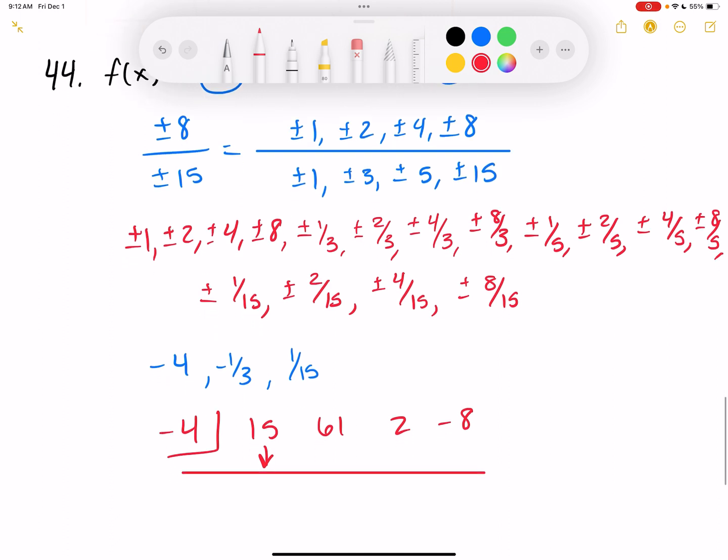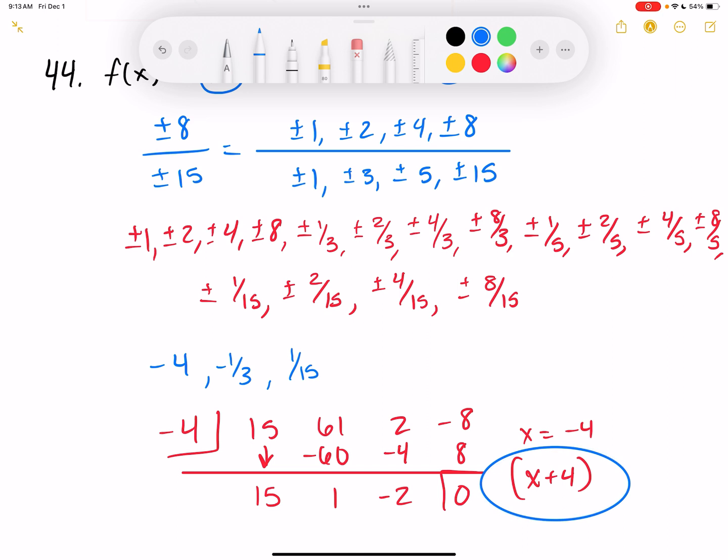So bring down the 15. Times -4 is -60. Plus 61 is 1. Times -4 is -4. Plus 2 is -2. Times -4 is +8. Oh, good, -8 is 0. Hallelujah. So that means x equals -4, or the factor would be x plus 4. So again, I'm going to hold on to that one.